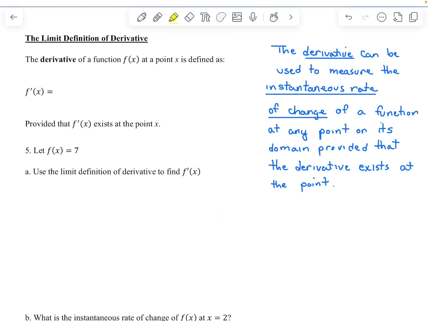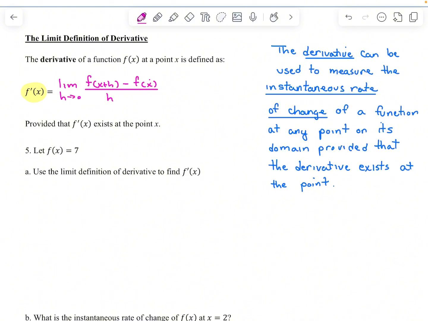The derivative of a function f of x at a point x is defined as follows. f prime of x, or the derivative of f, is equal to the limit as h approaches 0 of f of x plus h minus f of x, all divided by h, provided that the derivative exists at the point x.